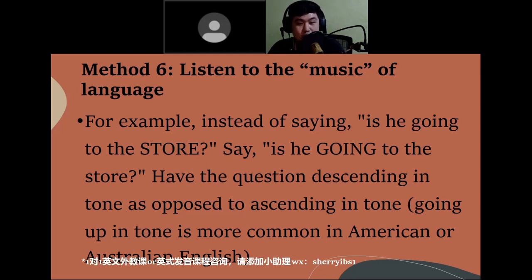Going up in tone is more common in American or Australian English. So, as it says, going up in tone is more common in American English. So, is he going to the store? Okay. In British, it's always down at the last. Is he going to the store? Like that. So, there is music to languages and dialects.